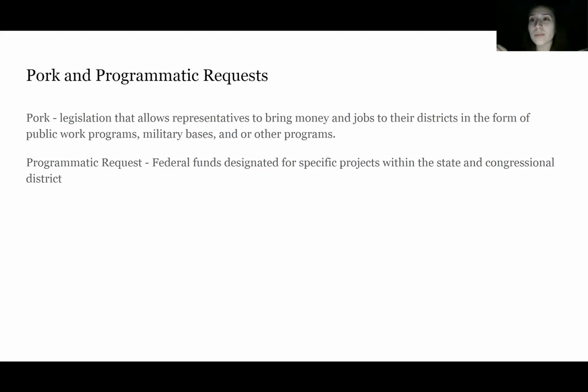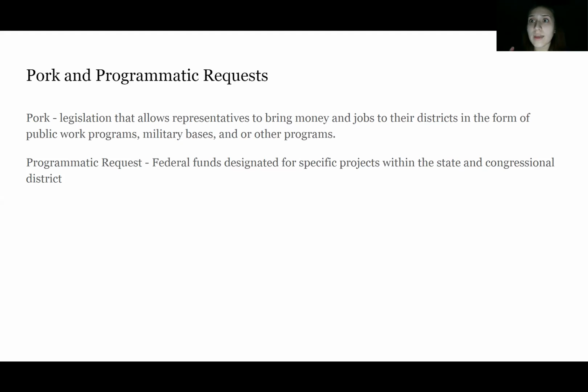So we call it pork because it's just something that's there, it's in your face, you're seeing the real impacts within your community. So a lot of representatives want this because they can bring it up in their next re-election, like, look, I brought these jobs into your district, I gave you these programs.